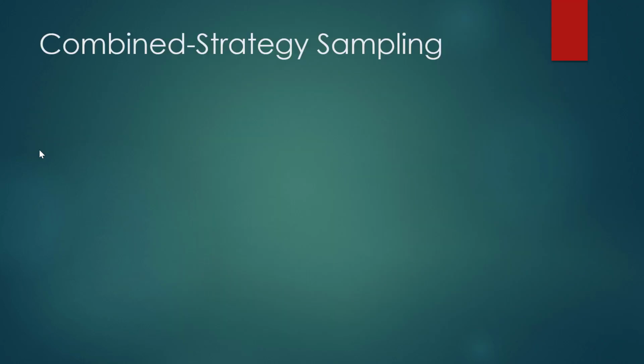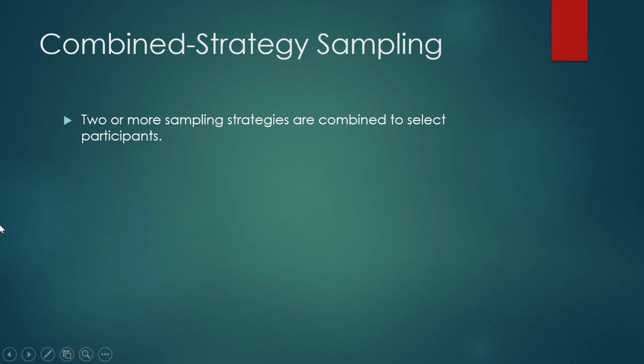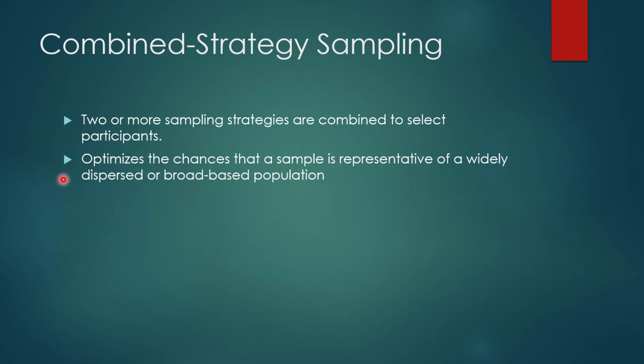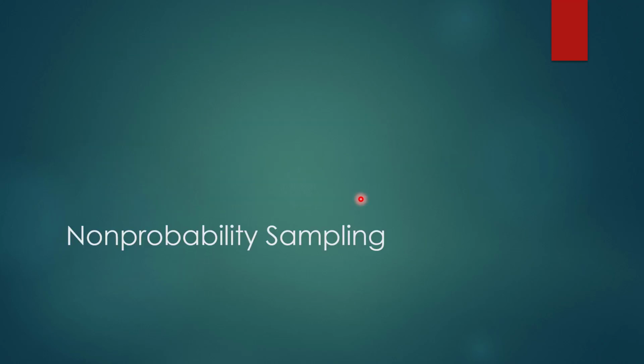Sometimes we use a combined strategy. So 2 or more strategies are combined to select the participants. And this is going to optimize the chance that a sample is representative of a widely dispersed or broad-based population. So maybe when we're doing a survey or a political poll or something like that.